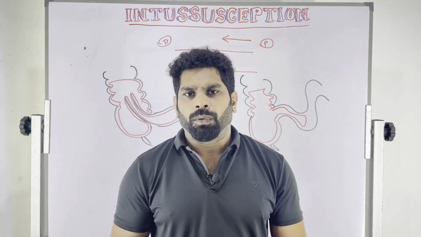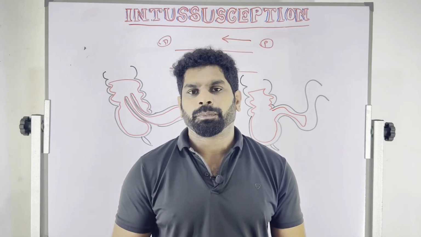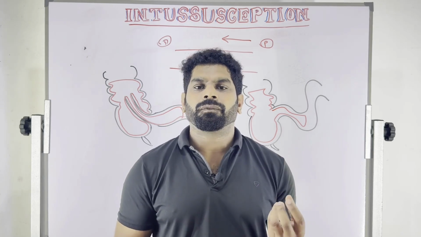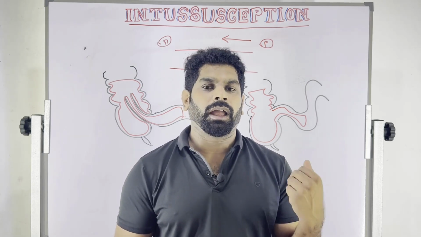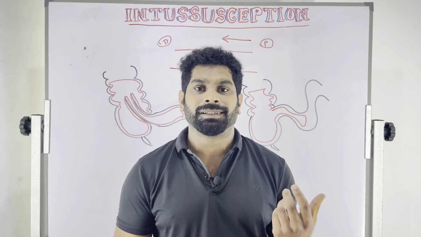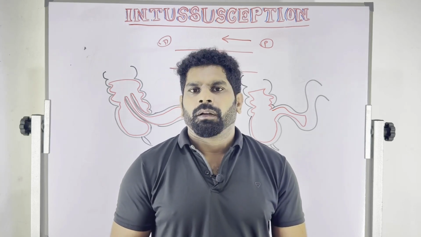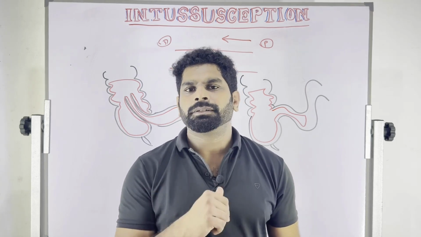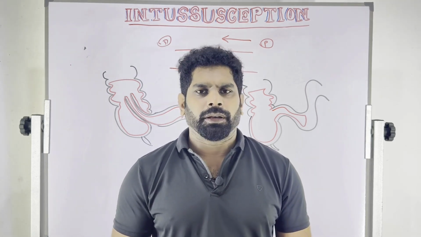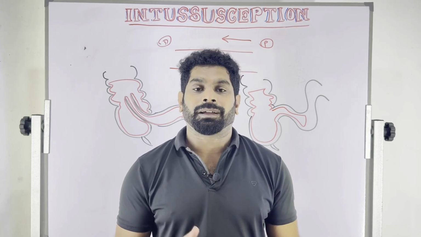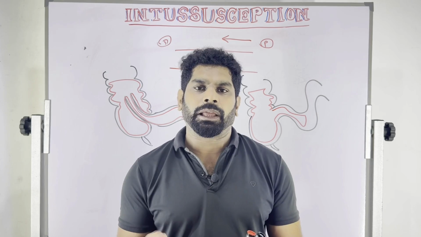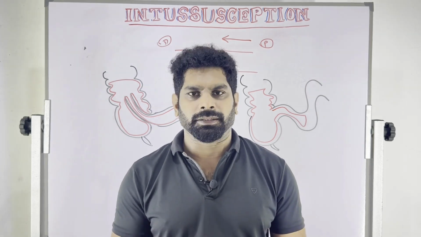Another most common cause is enlarged Peyer's patches. Peyer's patches are clusters of lymphoid follicles in the lining of the intestine. It's mostly seen in the ileum. When the Peyer's patches enlarge, they can act as the traction point. They usually enlarge with recurrent viral upper respiratory tract infections and rotaviral acute gastroenteritis-like conditions.